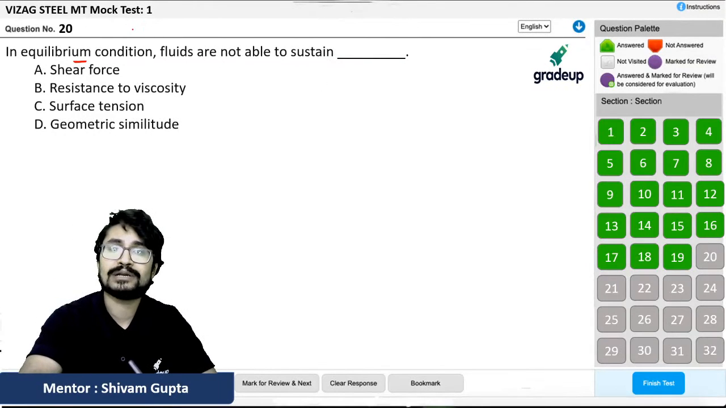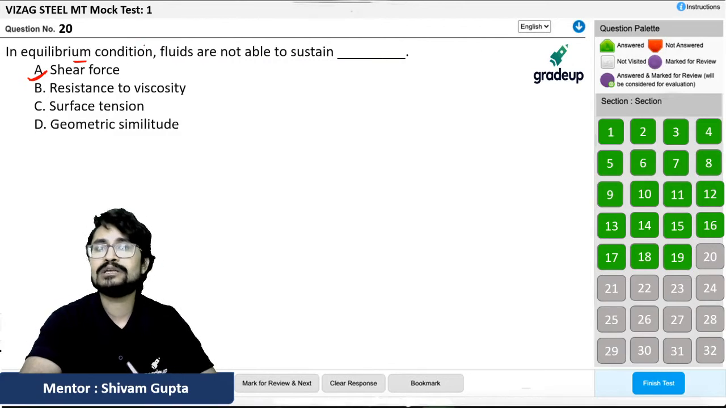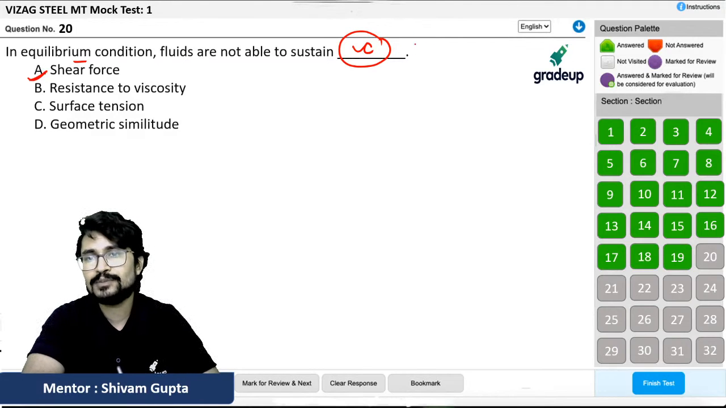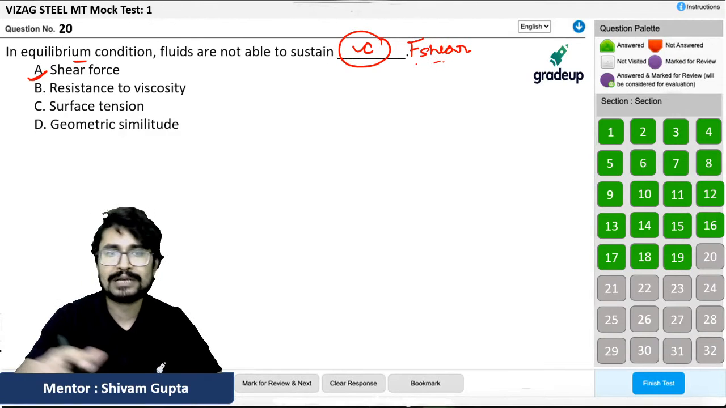Answer will be option number A, that is the shear force. In equilibrium condition, fluids are not able to sustain what? Tau, that is shear force. Oh, it is shear stress, that will be force, shear force. Okay, shear force, right? So option number A will be the correct answer.